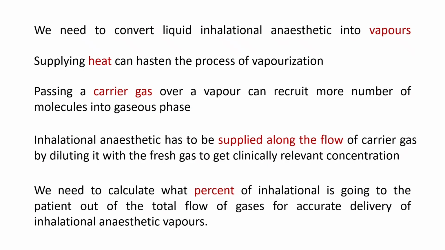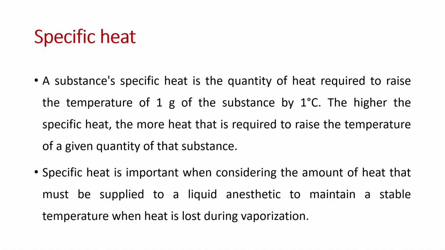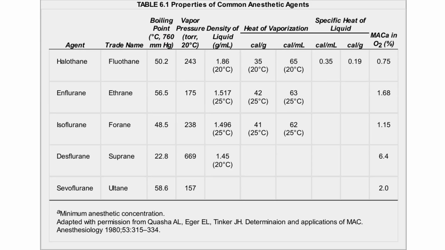Before we try to understand how vaporizers work, we need to understand two more basic concepts. First is the specific heat. A substance's specific heat is the quantity of heat required to raise the temperature of 1 gram of the substance by 1 degree Celsius. The higher the specific heat, the more heat that is required to raise the temperature of a given quantity of that substance. Specific heat is important when considering the amount of heat that must be supplied to a liquid anesthetic to maintain a stable temperature when heat is lost during vaporization. Specific heat is also important for choosing the material to construct a vaporizer. Temperature changes more gradually for materials with a high specific heat than for those with a low specific heat.